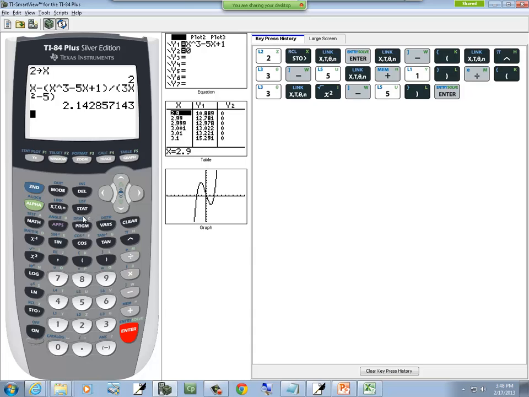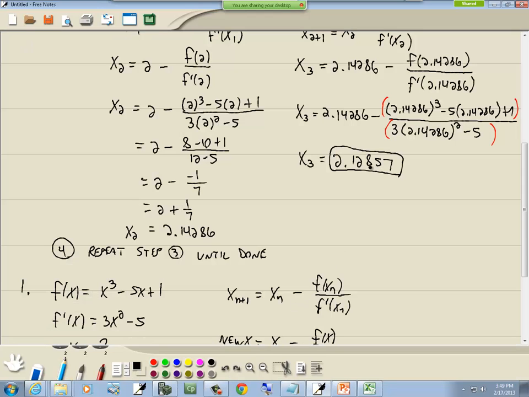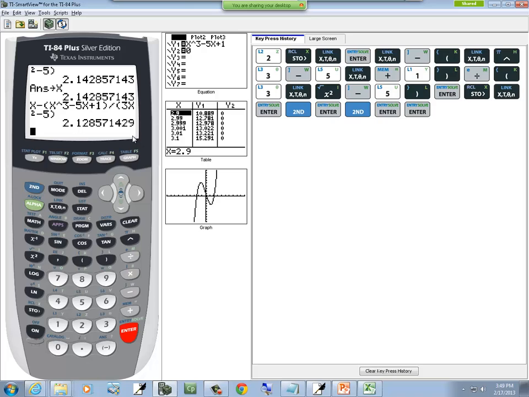Well, what we immediately want to do is this is our current memory and our answer. You press your store button, and then you push the X key again, and press enter. So I just stored this value in my X location. So now if I do second enter a couple times, it'll bring up that formula again, and you push enter. And it gives us the next iteration, 2.12857.